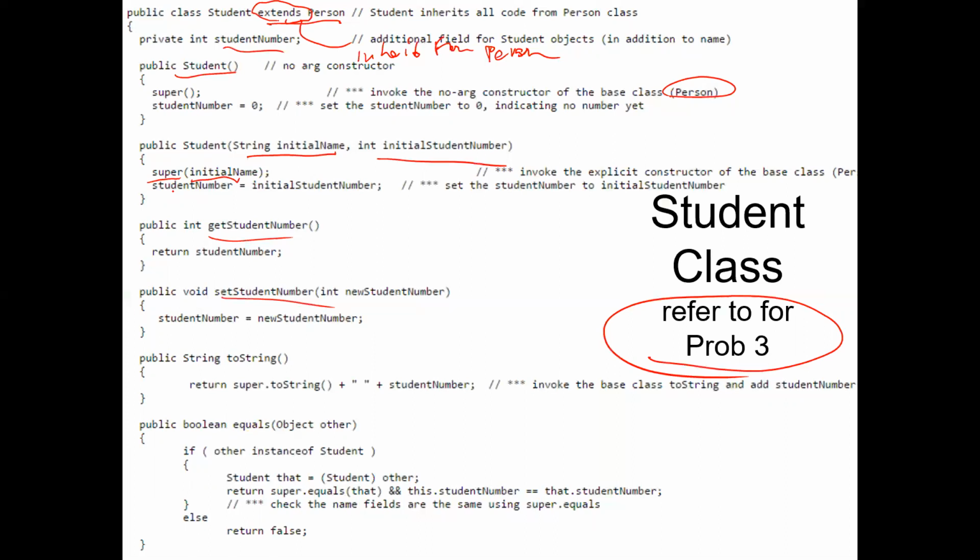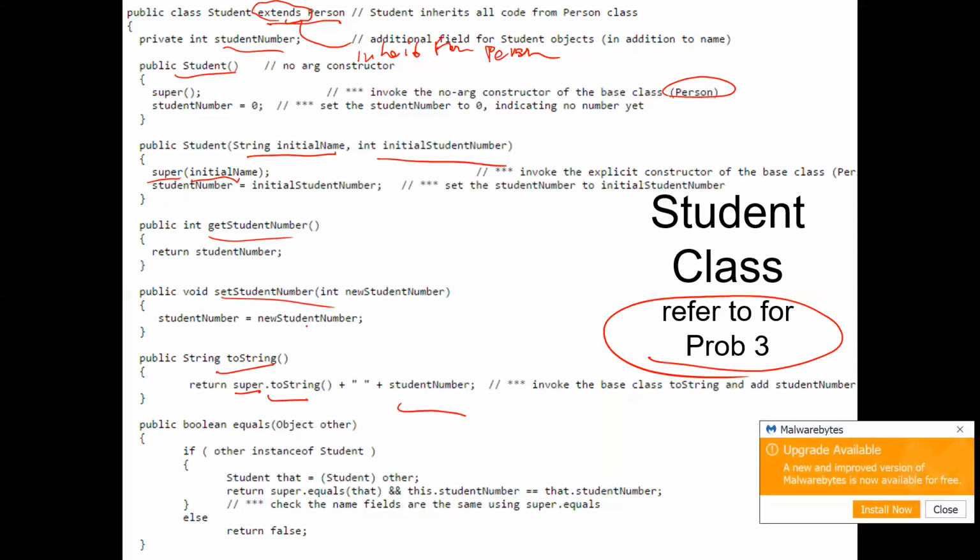Okay, what about the toString method? The toString method for the student class needs to invoke the toString method for the parent class. So it says super.toString. That gets the string version of the person part of a student so that you can add it to the student number, right? So that's how you can access those parent methods inside the child class.